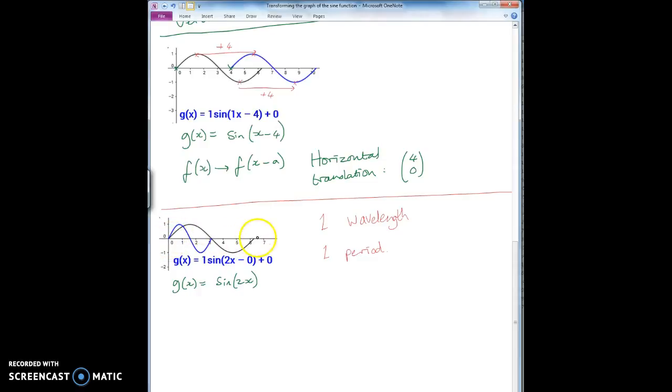Here the period is 2 pi, that point there. Here the period is just 1 pi. So you can see the period has been divided by 2 if we multiply the input by 2. Now why does that happen? This one's actually quite hard to explain.